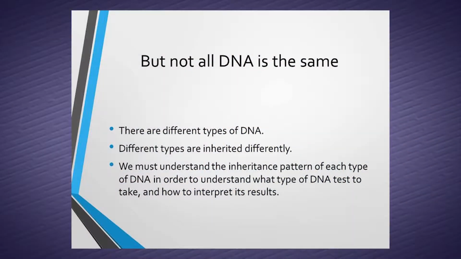But not all DNA is the same. We talk about DNA as if it's just one thing, but there's actually lots of pieces to DNA. So there's actually different types. They are inherited differently because of the process of reproduction. And we have to understand this because if you're going to use DNA testing for genealogical purposes, you need to understand what types of DNA and how they're inherited. How does all that work?